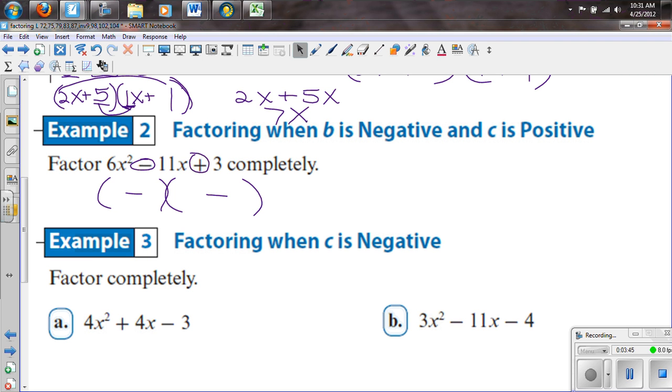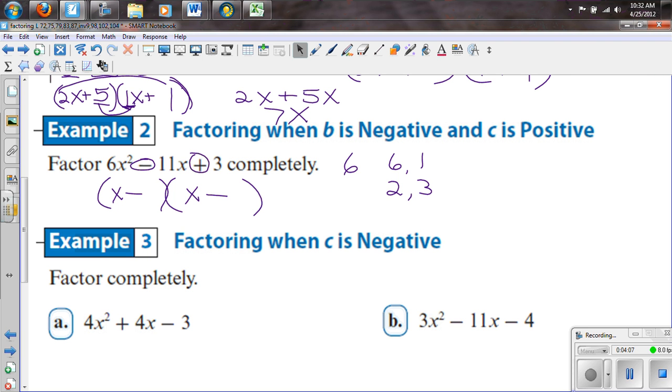And now we have to look at the 6 and the 3. So 6 has factors of 6 and 1. And it has factors of 2 and 3. So we don't know yet whether this is going to be 6x and 1x or 2x and 3x. So I'm just going to put the x's in there because we don't know what's in front of them yet.